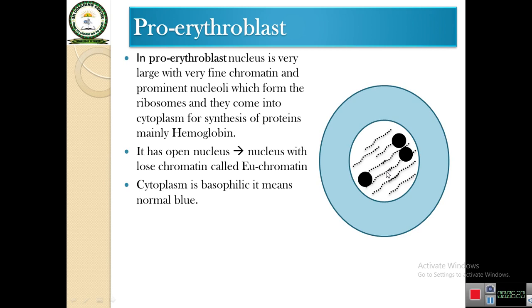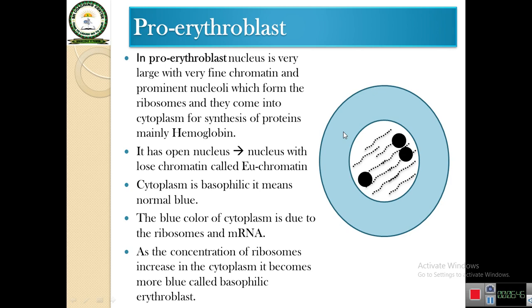The cytoplasm is basophilic. It means normal blue. The color of the cytoplasm here is normal blue due to the lower concentration of ribosomes. The blue color of the cytoplasm is due to the ribosomes and mRNA. That means the basophilic color is produced by the ribosomes and mRNA.